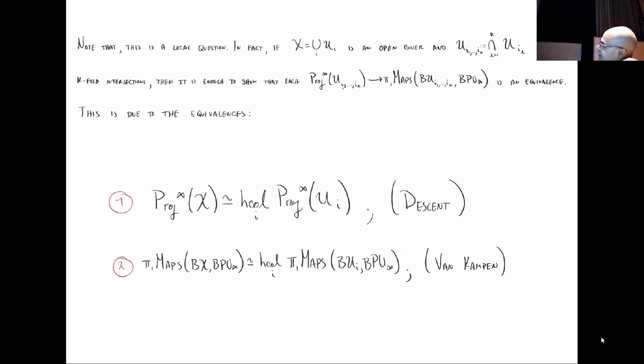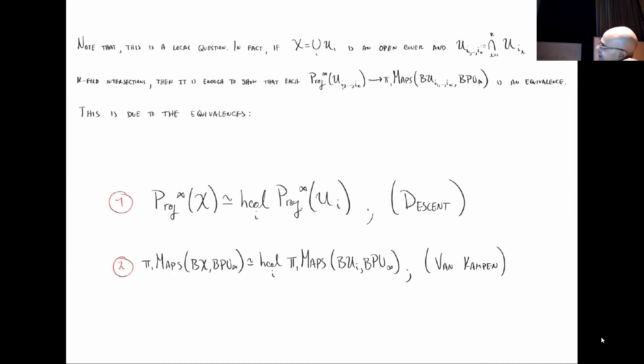And in fact, we can use these two extreme situations in order to prove that this is also the case for general orbifolds. So in order to see this, let me just mention that in fact this question is a local question.